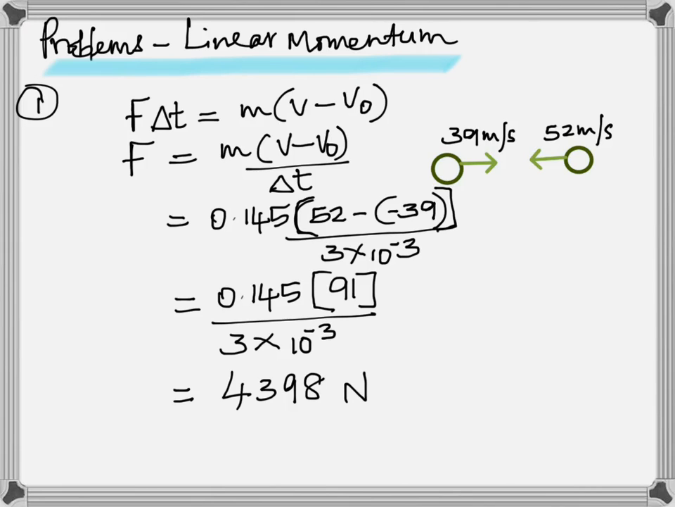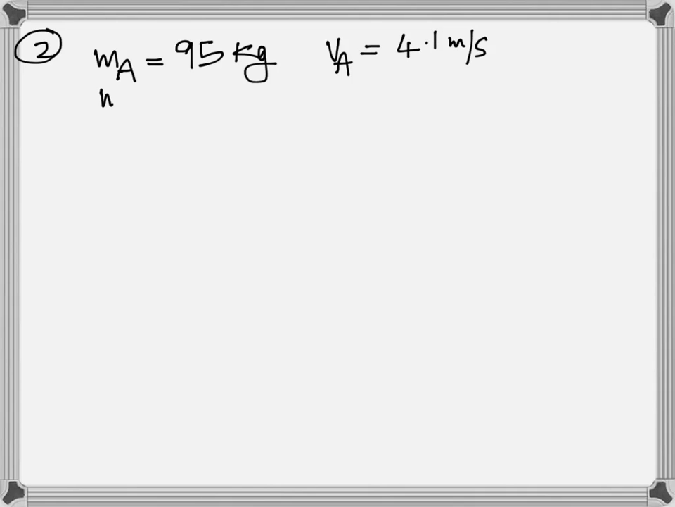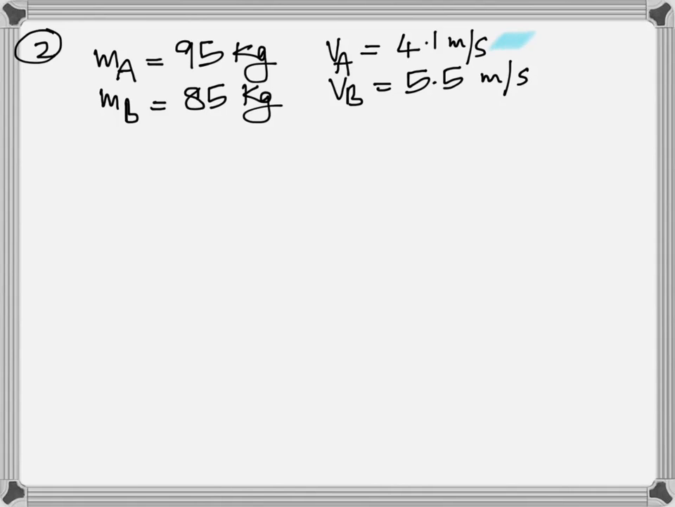So 4,398 newtons is the answer. In number 2, that's the mass. The first one, velocity, this or the first, and mass of the second, velocity of the second, and they're both moving in the same direction.